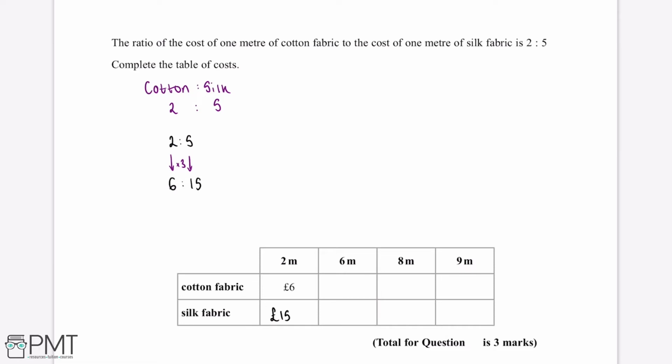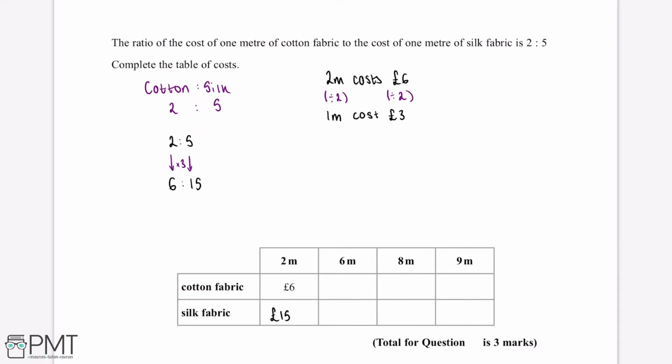So the next thing we can do is work out the price of 6 metres of cotton fabric. Now we know that 2 metres costs £6. So therefore if we divide both values by 2, then we can work out that 1 metre of cotton fabric will cost £3. And we can use this to fill in the cotton fabric part of the table.